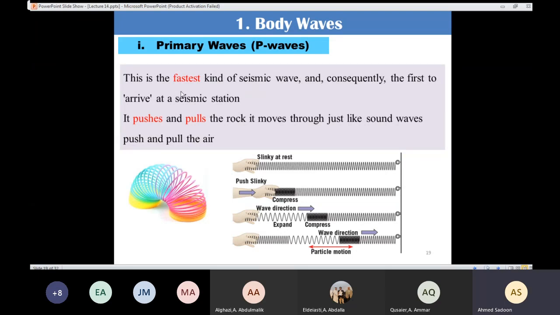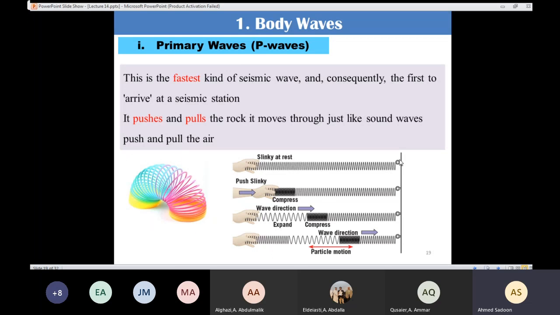So if you have a seismic station, the first wave that is going to be recorded in the station is going to be the primary wave. And we need to describe how the primary wave is going to travel through the body. In order to understand this, we need to make an experiment using a slinky. Most of you are familiar with a slinky. This one in the picture here is a slinky.